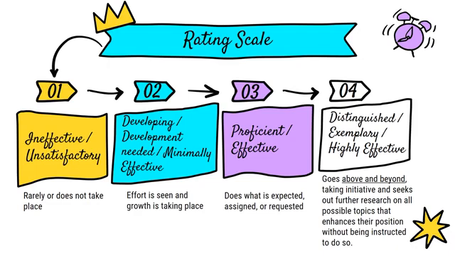Number 3, proficient or effective, does exactly what is expected, assigned, or requested of them. That means you are doing everything that you need to do when you need to do it, as it is needed.